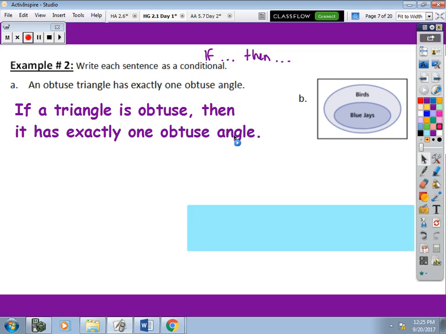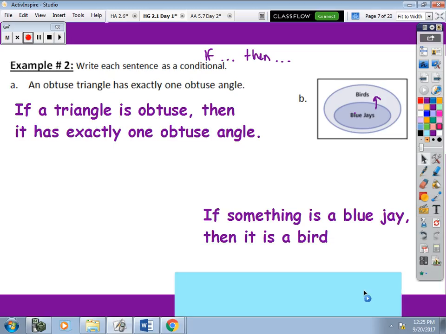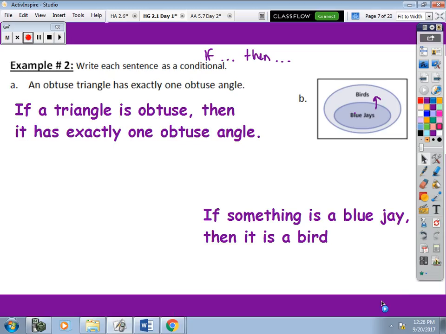Now the next one is like a Venn diagram with a circle within a circle. For this one, you will want to start on the inside circle and work your way out, because if something is a blue jay, it's also a bird, because it's in the bird circle as well. So I have, if something is a blue jay, then it is a bird. Or you could say, if an animal is a blue jay, then it is a bird. Again, riveting stuff today.